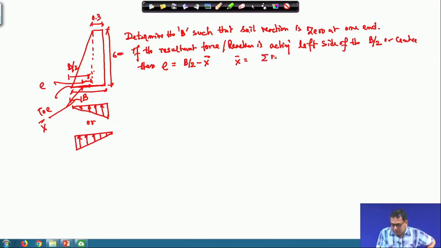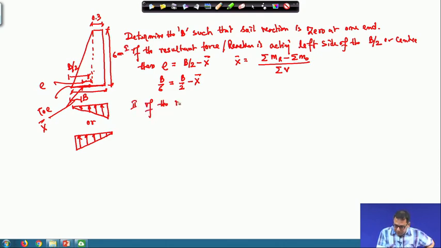And how will we calculate X bar? X bar is all the resisting moment minus the overturning moment divided by all the vertical forces. And as the stress is exactly 0, the E value will be B/6, so B/6 equals B/2 minus X bar. In this equation you calculate all the resisting moment, all the overturning moment and all the vertical force, and the only unknown will be B, since these parts are in terms of B. You put this in the expression, then the only unknown is B, and you calculate the B value. That is one part.